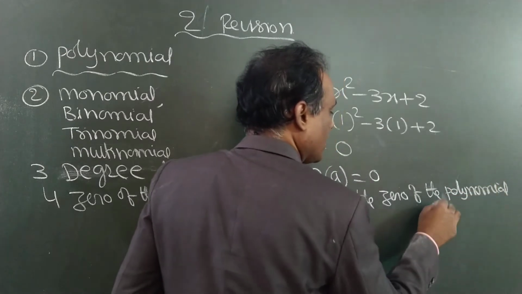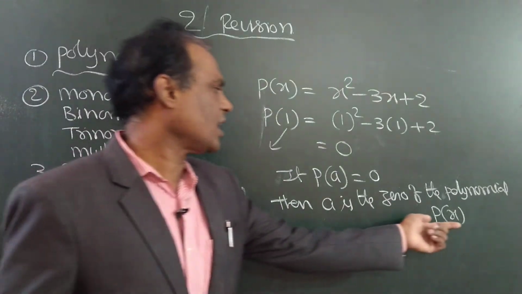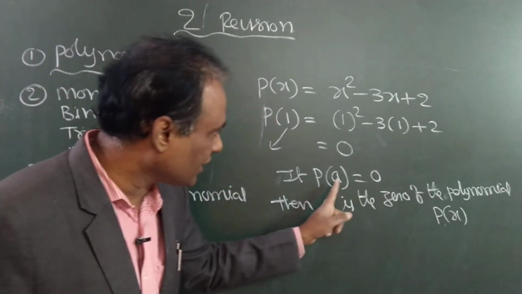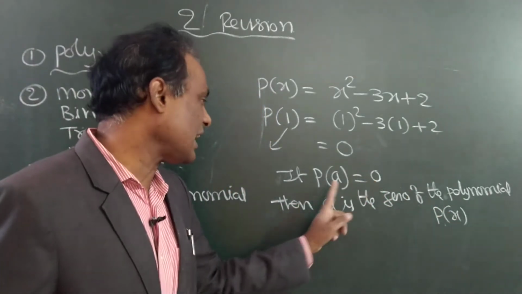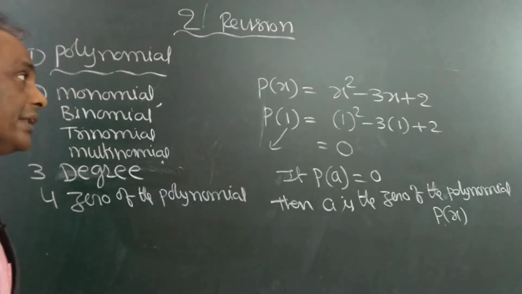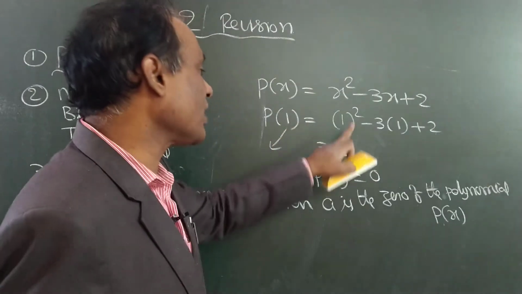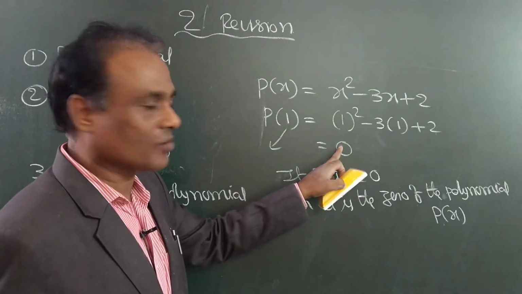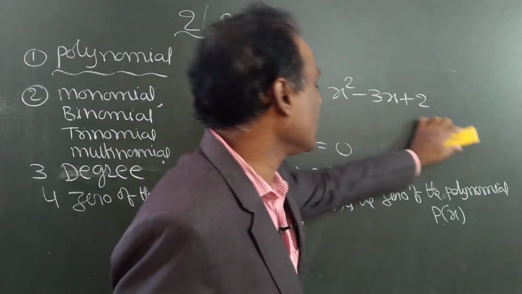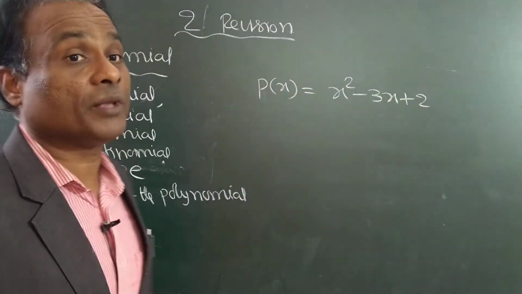The zero of the polynomial P of x. Suppose the polynomial is P of x. In that P of x, if you take x is equal to A, in place of x if you take A, and the answer is 0, then that A is called the zero of the polynomial. This is very important. If a number is given, we can verify whether it is a zero of the polynomial or not by simply substituting that value in place of x. Suppose the value is not given. How to find the zeros of this polynomial?